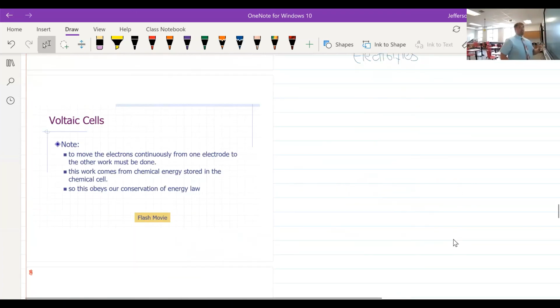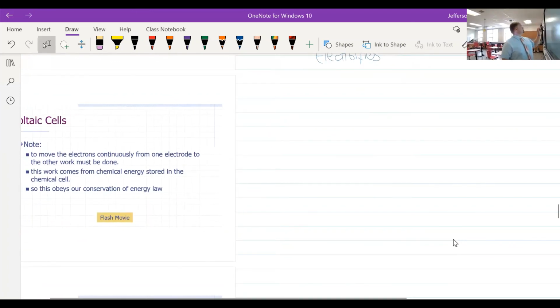Now, what the voltaic cell does is it does work in order to move those charges to where they don't want to be. And that's what creates that electric potential energy in those charges, so that when they flow through the conductor, they can do other things. So we will work on this. Again, it still obeys our law of conservation of energy. Life is good. We'll work on this a little bit.